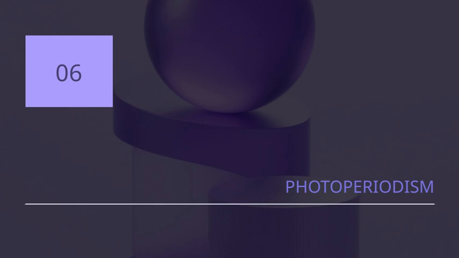This response to photoperiod is mediated by specific photoreceptors that detect light cues, and these signals are integrated to trigger physiological changes. The key concept here is that different plants are classified based on their photoperiodic response. Some are long-day plants, others are short-day plants, and some are day-neutral.